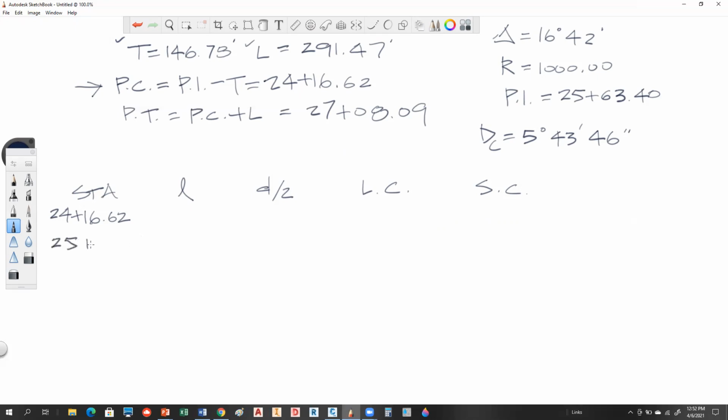You see what I'm doing? This isn't exactly 100 feet, but I'm going to a full station because I'm keeping it simpler. Then I'm going to go a full 100 feet, and then another full 100 feet. And then I'm going to end at this station, which is not a full 100 feet. This is at 27 plus 08.09. Do you see why you do this? So that you keep these stations right on the pure stations, full, quarter, or half stations. Everybody see that?